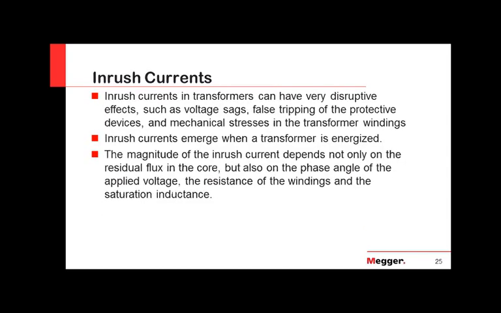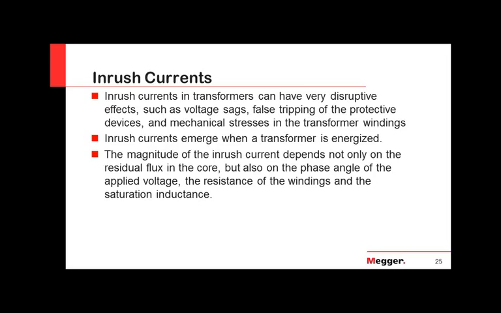So talking a little bit about the inrush currents, as I was telling you, these can have a very disruptive effect, right? Voltage sags, pole stripping of the protective devices, and of course mechanical stress in the transformer winding. Every time we apply a high current, it's not only an electrical stress, it's also a mechanical stress. Of course, transformers have been designed to tolerate big mechanical stresses, but we need to take into account how many times we are going to be stressing our transformer with these possible big inrush currents. And as I said before, the inrush currents emerge when the transformer is energized.